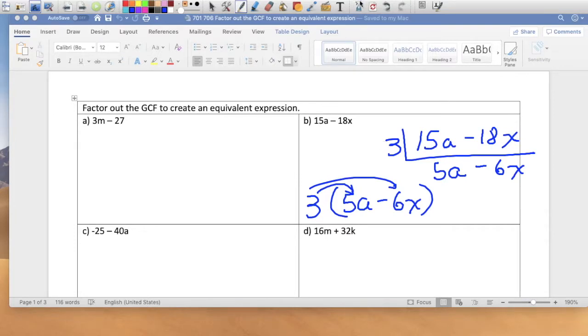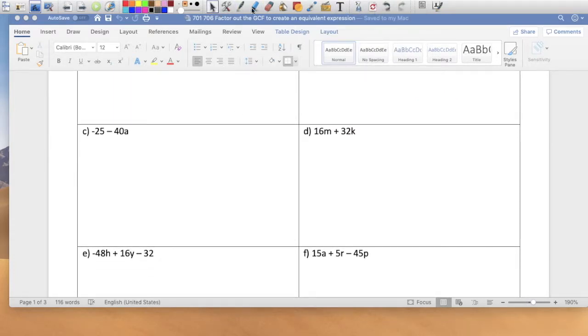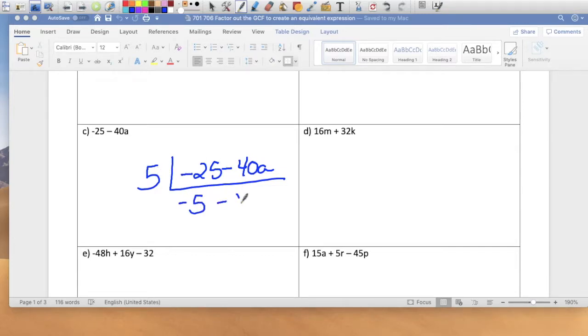So, next one, negative 25 minus 48. You've got a choice here of pulling out a 5 or a negative 5. I like to deal with positive, so I don't have to really deal with negative numbers. So positive 5, if I pull out that 5, it is the greatest common factor between these two numbers, and 5 goes into negative 25 negative 5 times, and 5 goes into negative 48 negative 8 times. Again, the 5 becomes my factor outside, and everything else becomes this way. Pretty simple.